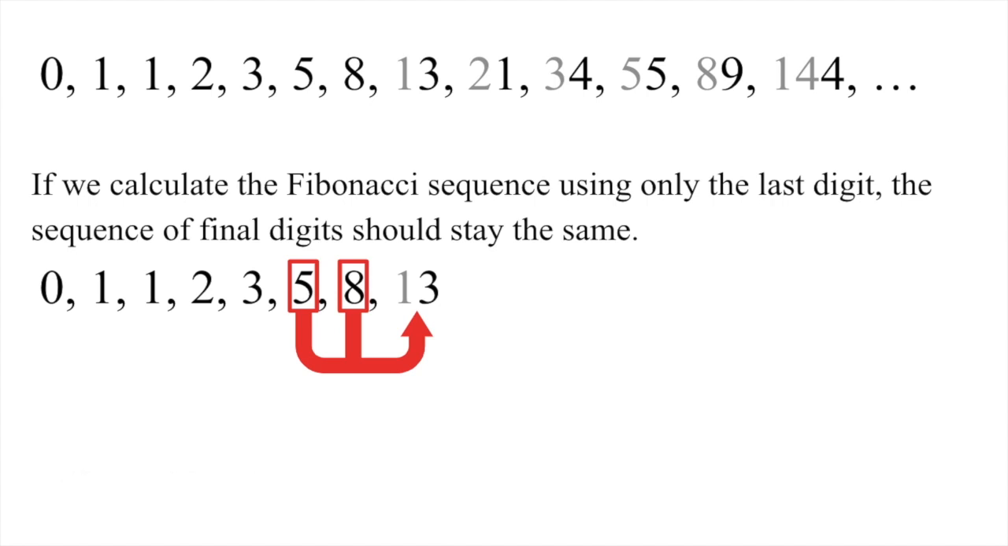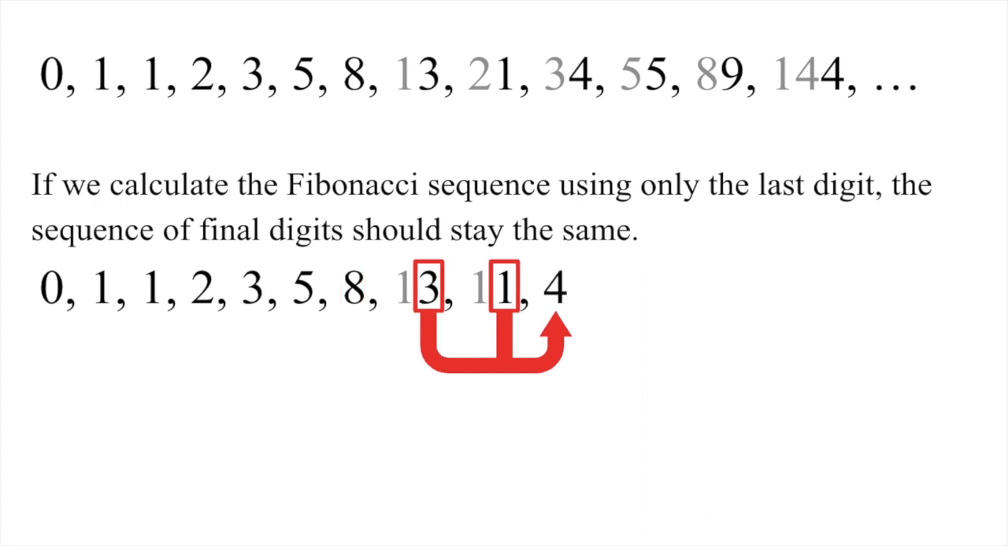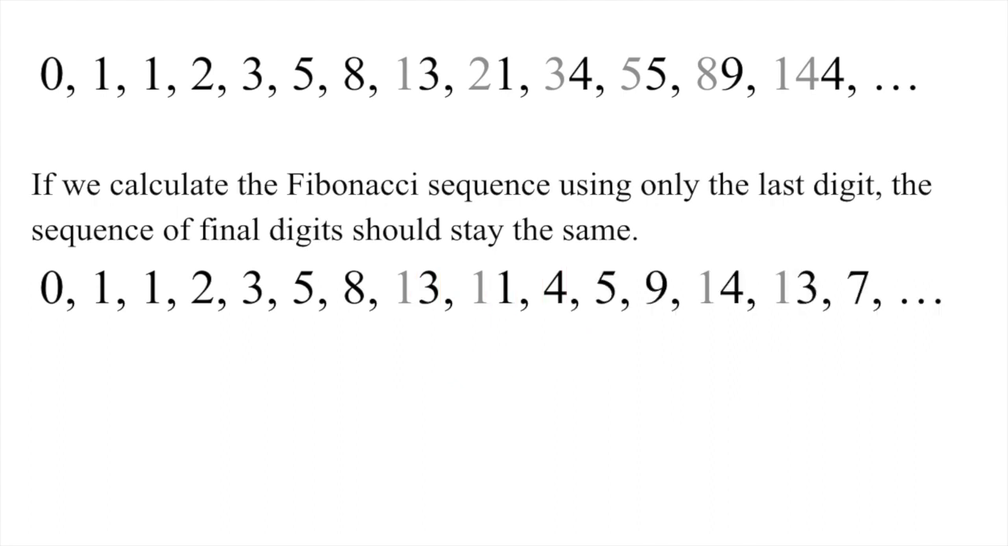Now, so far, this is no better. But here's the trick. Instead of adding 8 to 13, we can just add 8 to 3 and get 11. This should result in the same final digit as before. But then 11 is equal to 1. So instead of adding 13 to 11, we can just add 3 to 1 to get 4, and then 1 to 4 to get 5, and so on. As you can see, even though we're not keeping track of anything beyond the final digit, the sequence of final digits is staying the same.